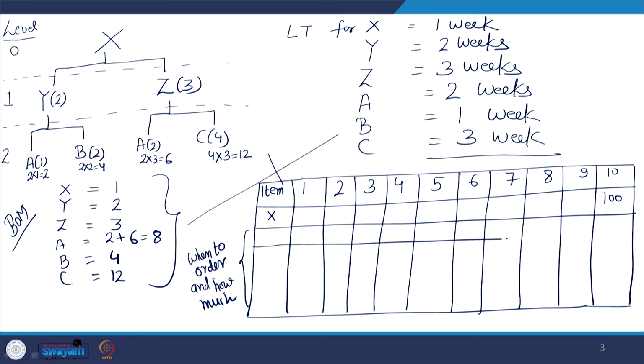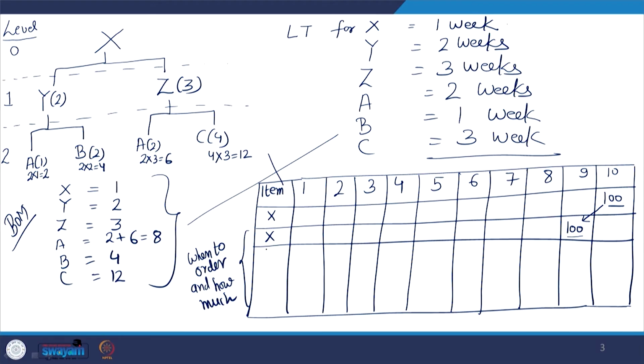So, for X, we will order because the lead time of X is 1 week. When my final requirement is in week 10, I will place the order in week 9 for 100 units, then only I will get the order in week 10. So, you can say that this is planned order receipts and this is planned order release for X.